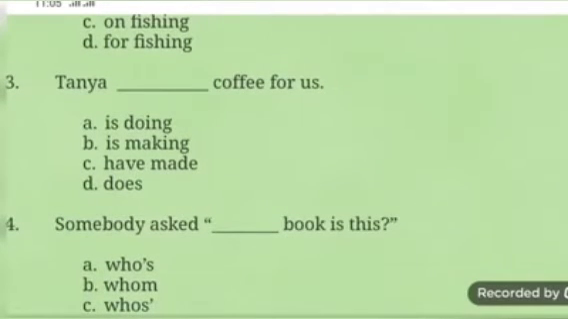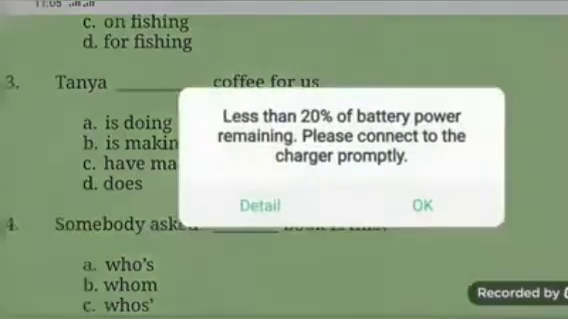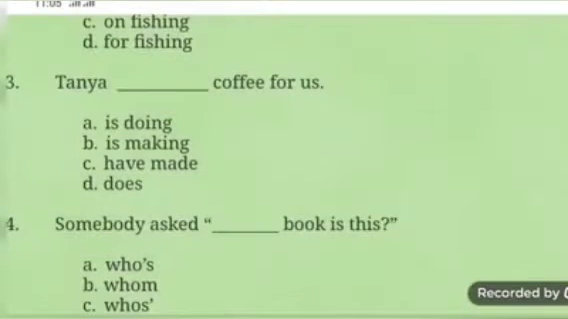Next one. Tanya blank coffee for us. Now, when you are referring to making or creating something, you have to use the verb. What's this?